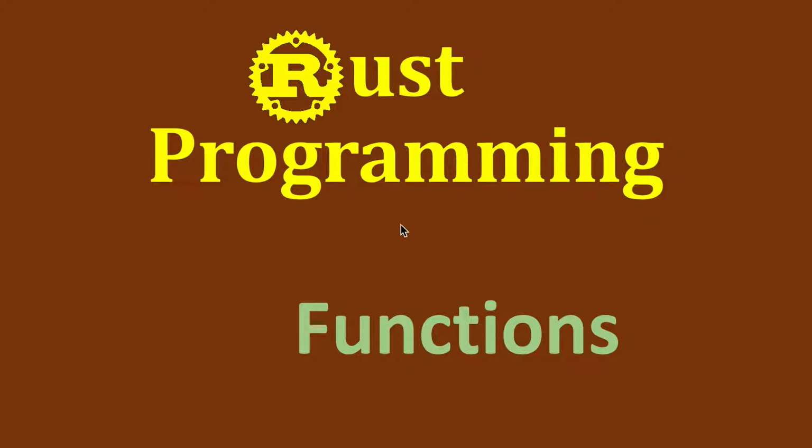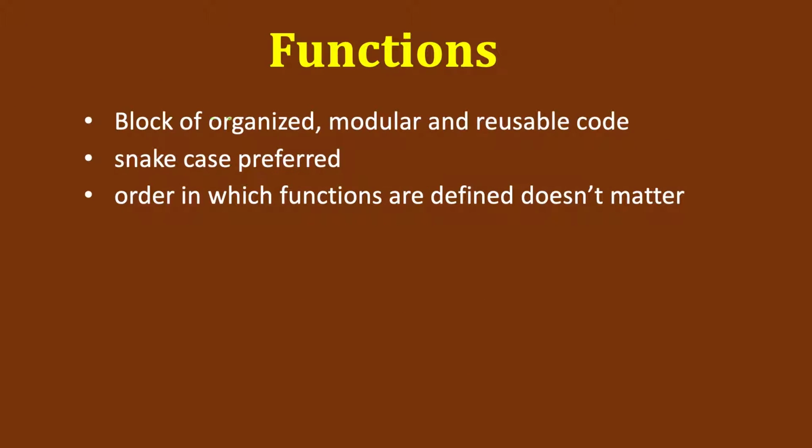Now we will see what functions are and how we can use functions in the Rust programming language. Functions are just a block of organized, modular, and reusable code. The main purpose of defining functions is that if we have some code block that we know we will use multiple times, then it's better to define it as a function so that you can just call that function instead of writing that code again and again.